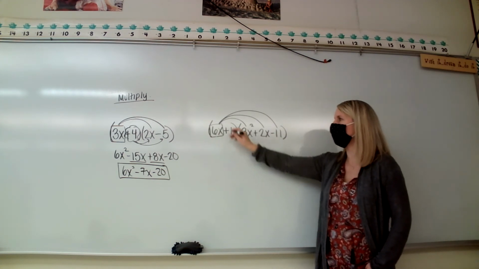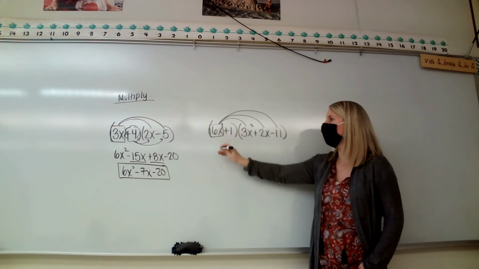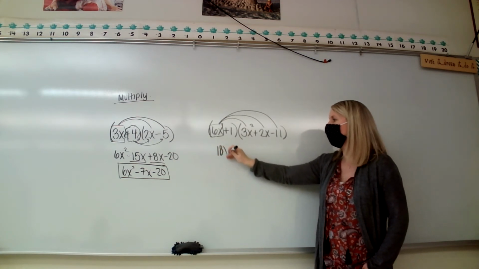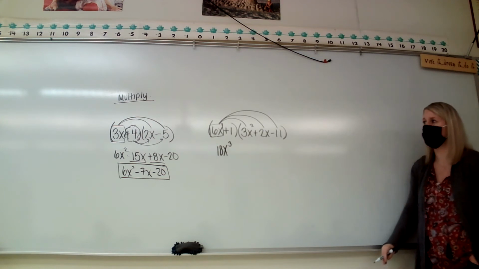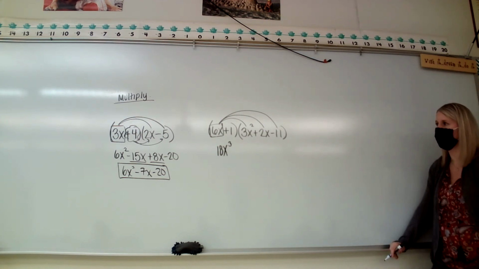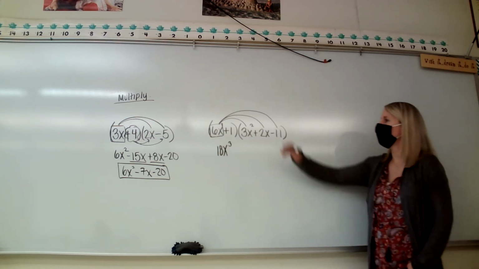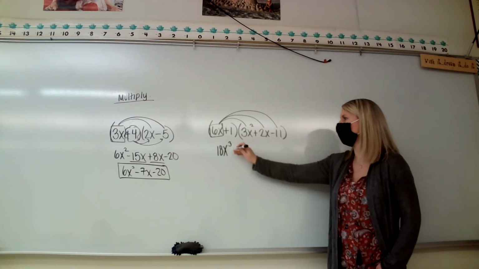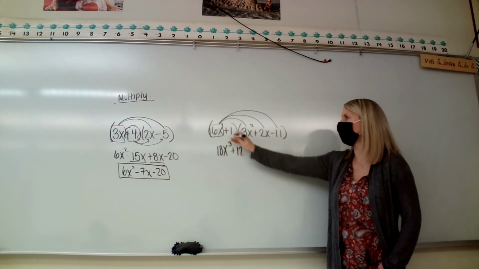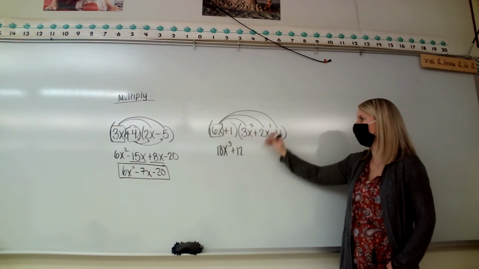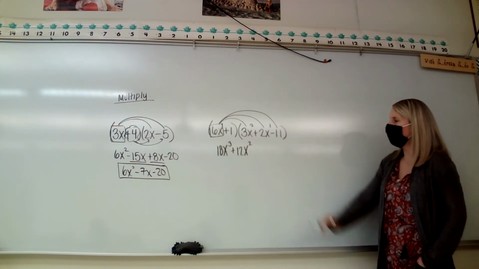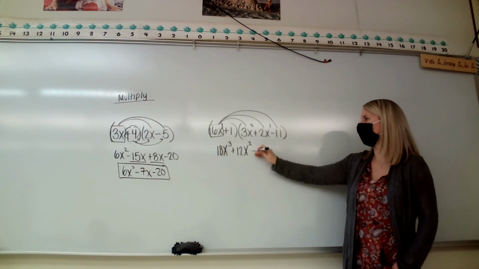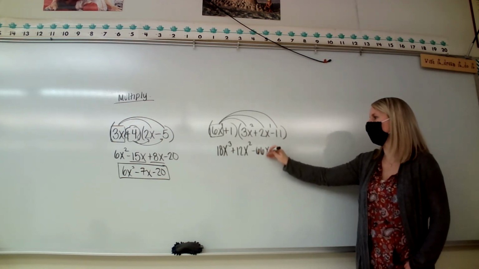So just be careful with your exponents. 6x times 3x squared, remember there's a 1 here, would give me 18x to the third. So we're still adding, and when you're multiplying, you add exponents, so be careful. Next term, 6 times 2 is 12. And then we have x times x. We add their exponents to get x squared. And then we go to our last term and we get negative 66x.